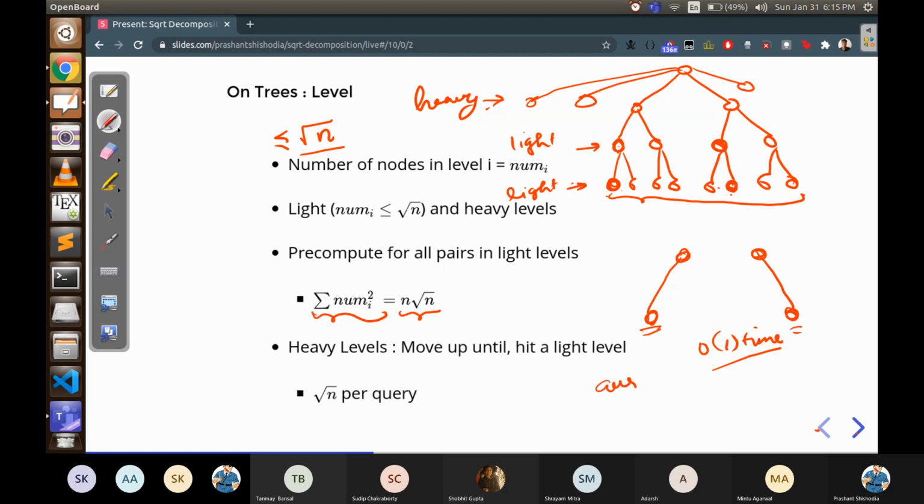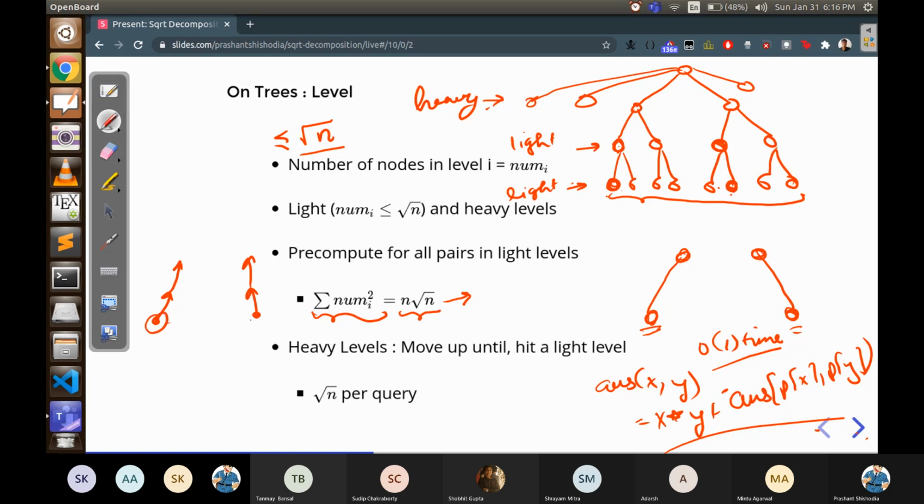Okay. Answer of xy is equal to x into y plus answer of parent x comma parent y, right? So we can get that, and because we are computing it for each pair, this will take n root n time and memory. And for the heavy levels, for a query that involves heavy levels, we'll move up.